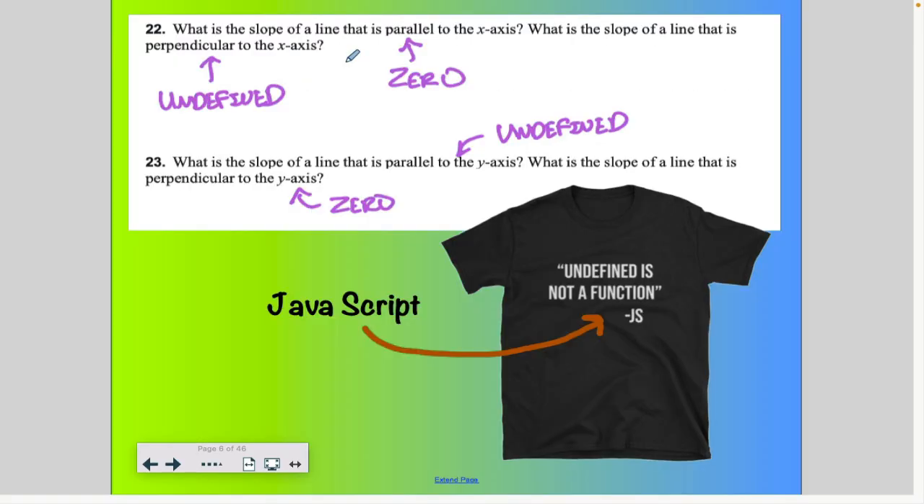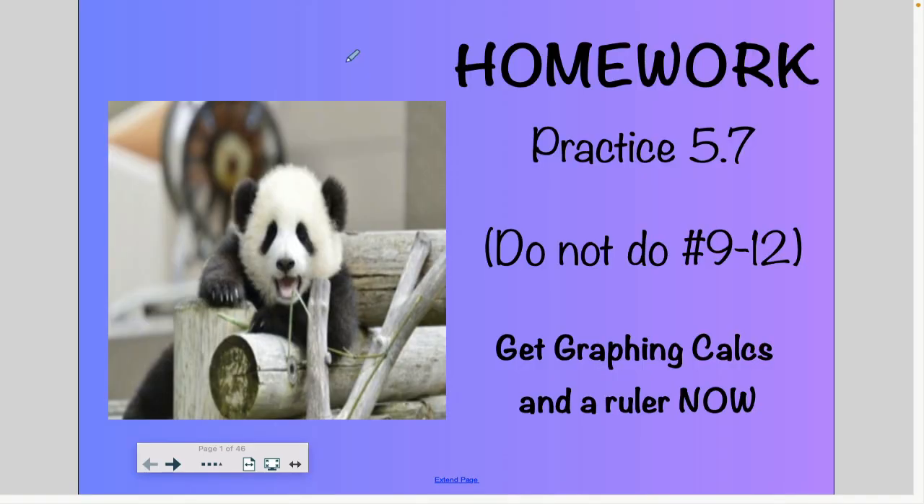And please remember, I think most of you made this note, we're not doing 9 through 12 later. We're not doing causation.